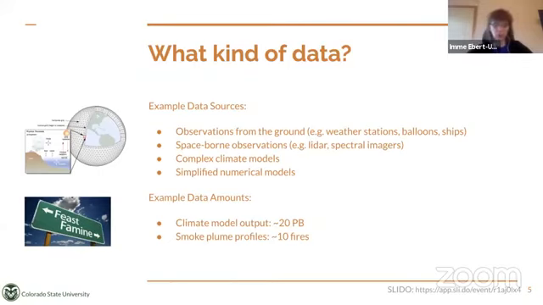Just especially for those of you who might not be in the area of weather and climate, we just wanted to give you a little bit of background as to what's special about weather and climate. And on this side, we have data. On the next slide, we have specific machine learning challenges.